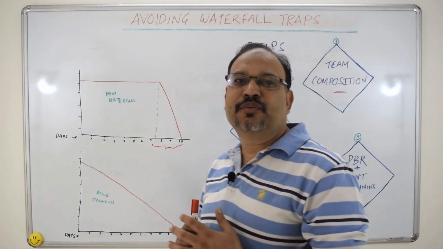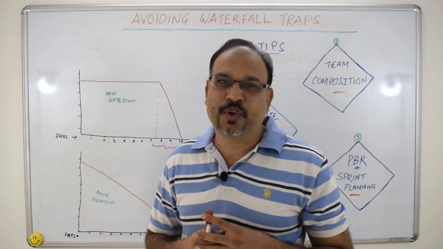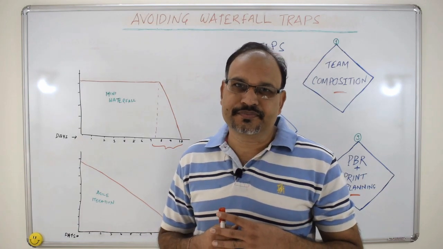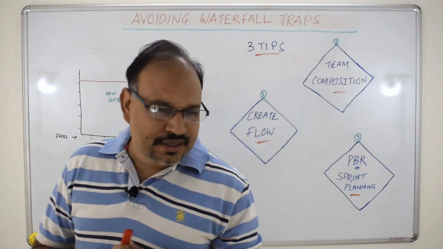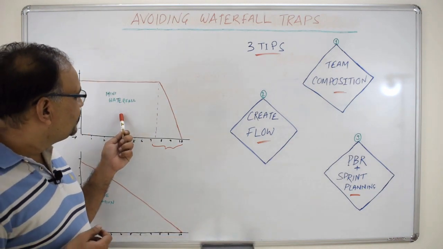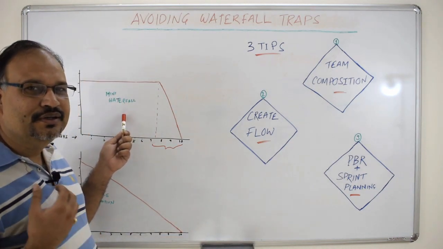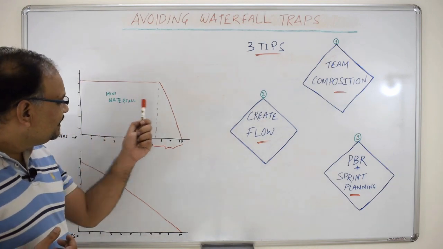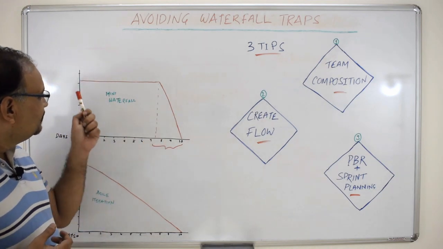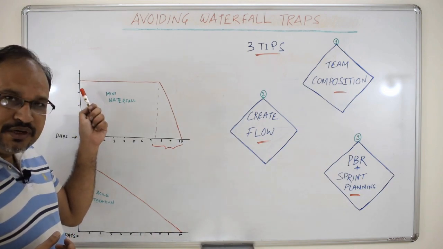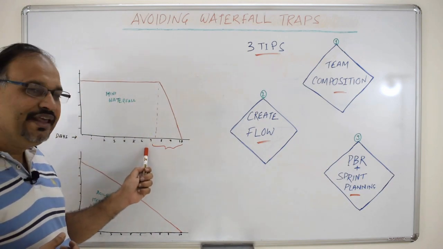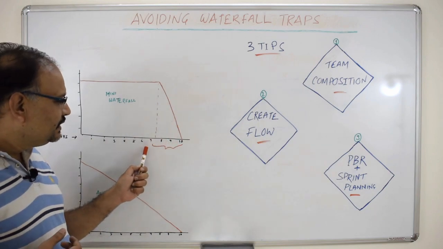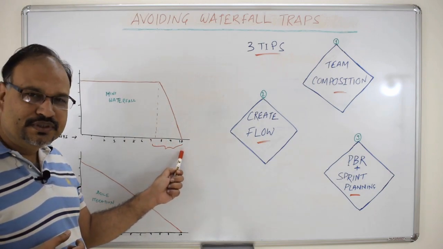In this session, I'm going to talk about 3 tips to avoid the waterfall traps in your project. But before that, let's have a look at this Burndown chart, which is notoriously famous on LinkedIn and other sites. Now, what is happening in this chart is that the team is not able to deliver any value till the 7th day, but then all of a sudden they start delivering some value towards the end of it.